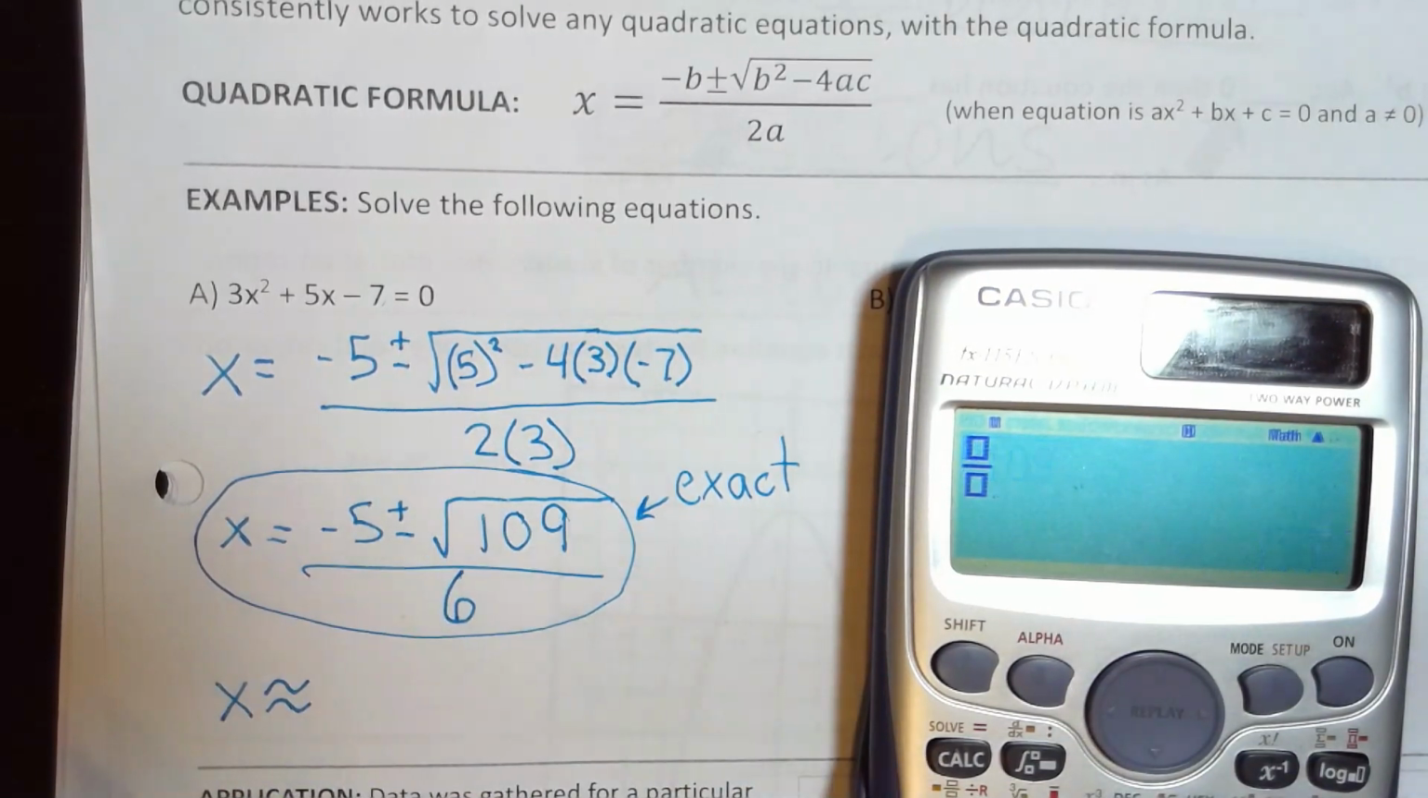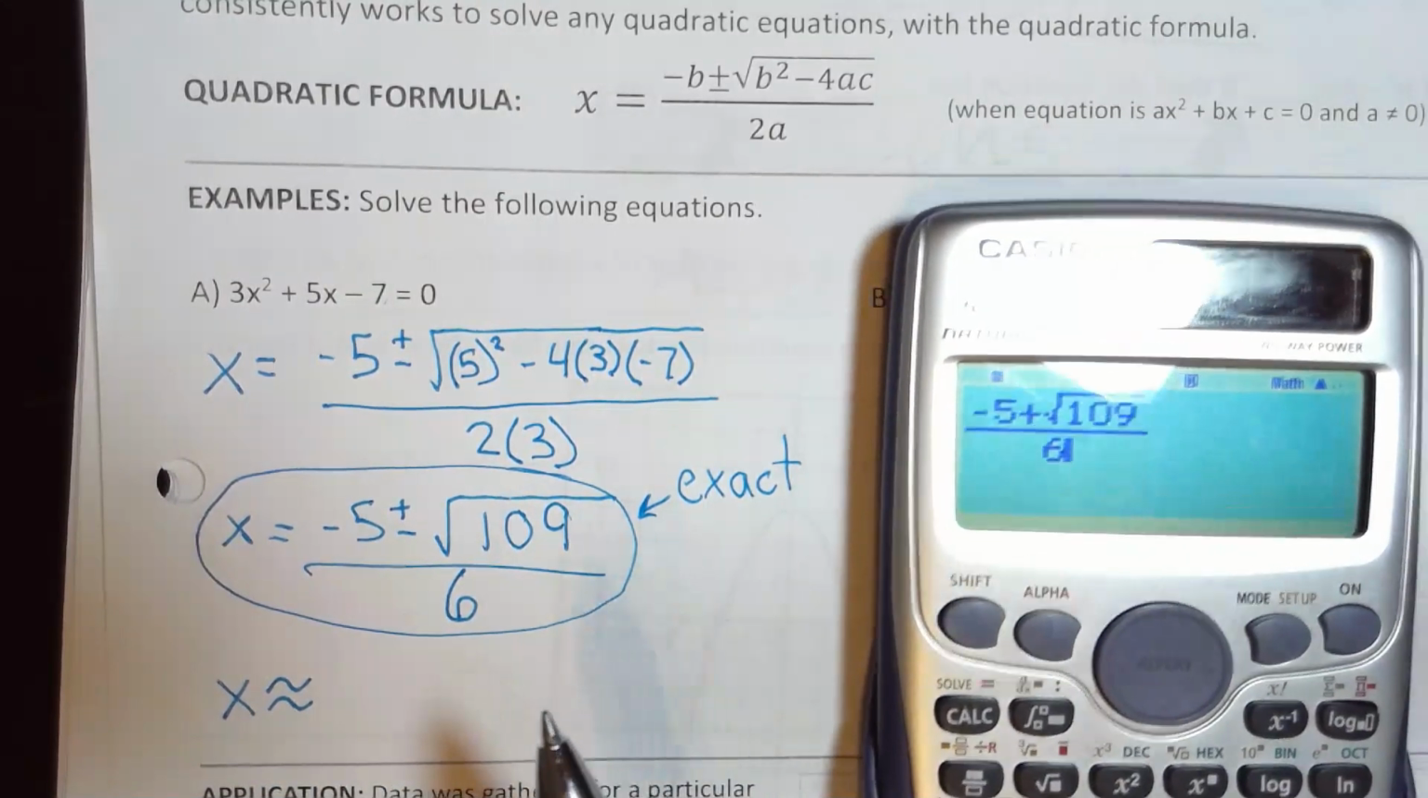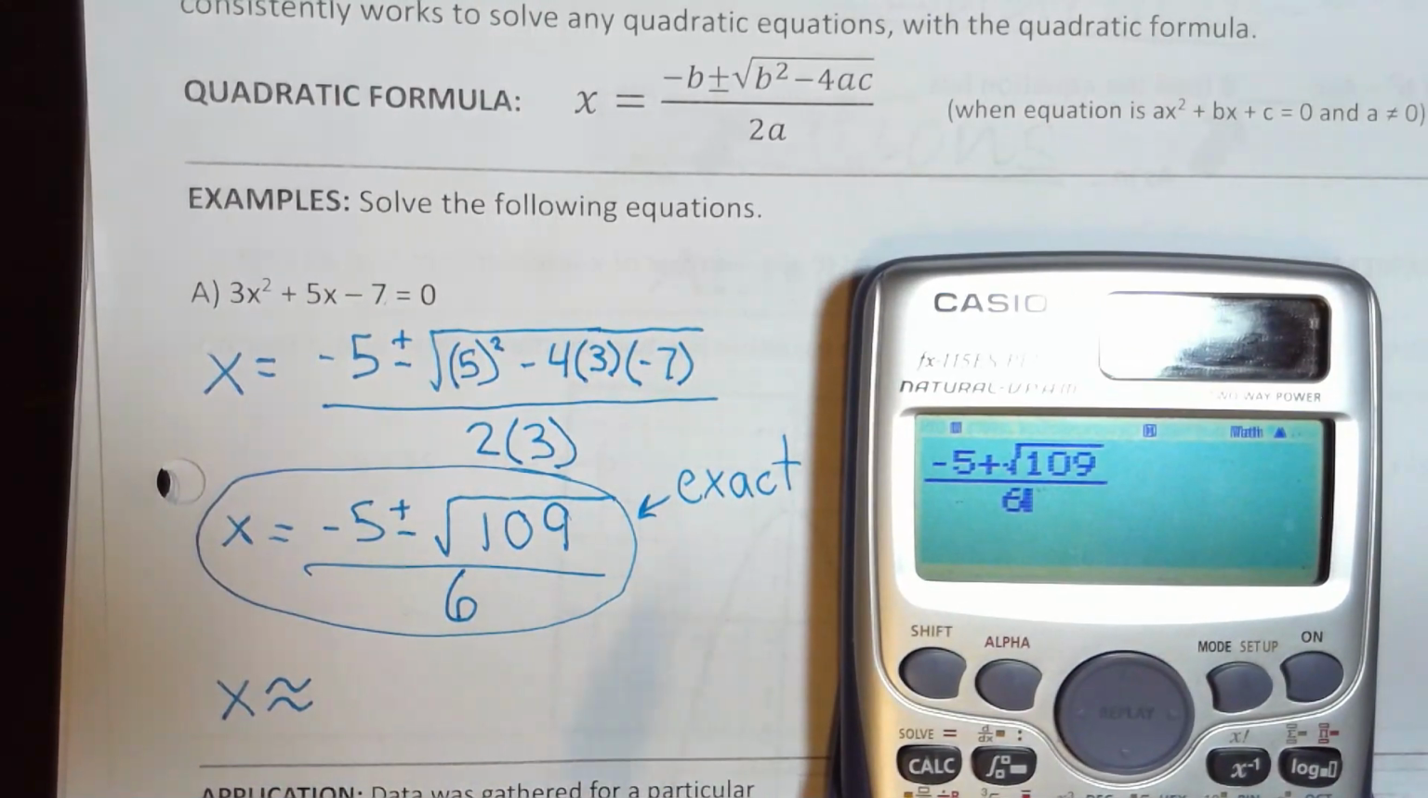I'm going to use the fraction button to start, and I'm going to do my negative 5 plus, I've got to pick one of these, so I'm going to start with the plus sign, plus the square root of 109. And every calculator is slightly different on how you do this all, but they're all similar in a way, okay? So you just need to find one that works for you.